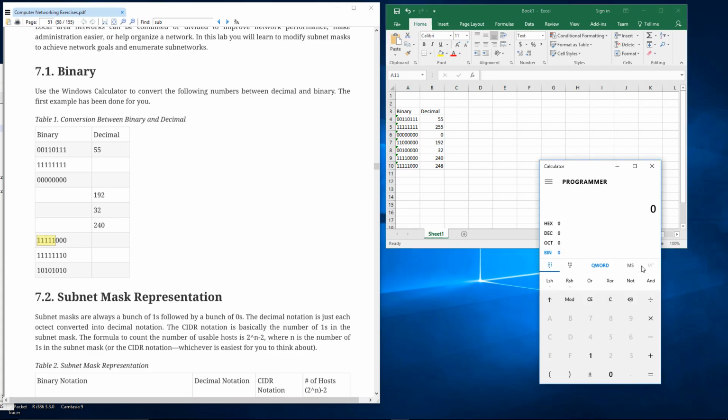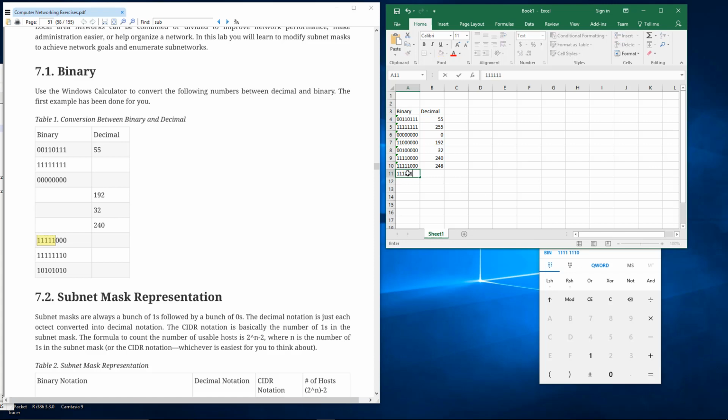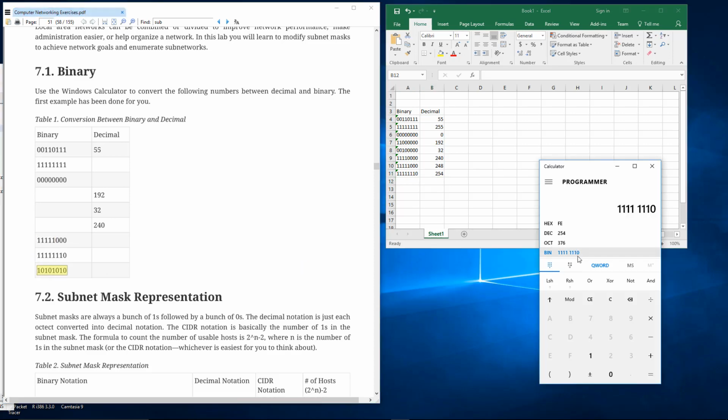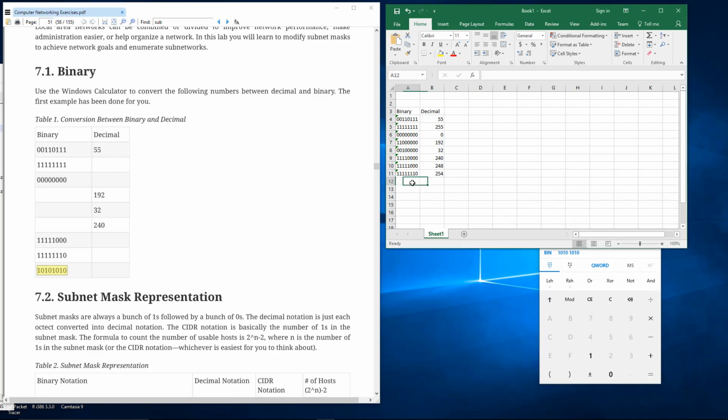I've got 7 ones, 1 2 3 4 5 6 7, followed by 0. That would be 254. And last one, clear that out with the escape key. 1 0 1 0 1 0 1 0. The decimal is 170.